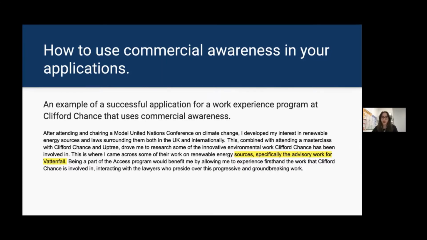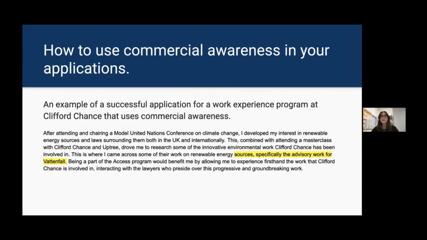As you can see in the application I wrote, this is one of the paragraphs where I open up, including a Model United Nations conference I was part of, whose aim was climate change. I then linked the interest I developed there back to the law and the industry, and to lots of the work Clifford Chance is involved in, because the firm is very passionate about environmental law. I linked that to a renewable energy company called Vattenfall that Clifford Chance had recently done some advisory work for, and this shows how you can research and find these things.